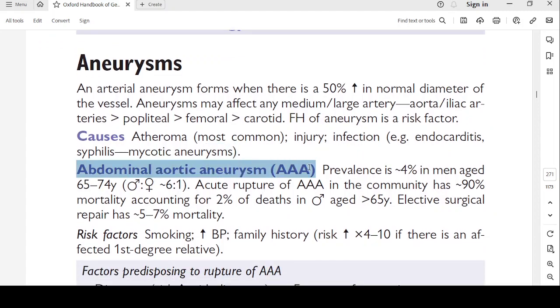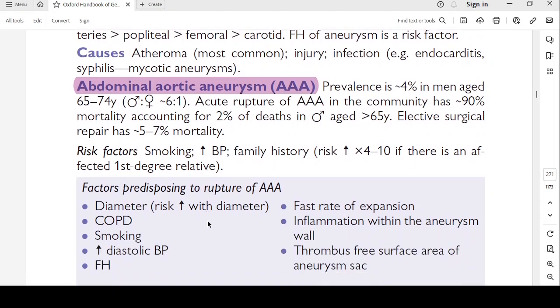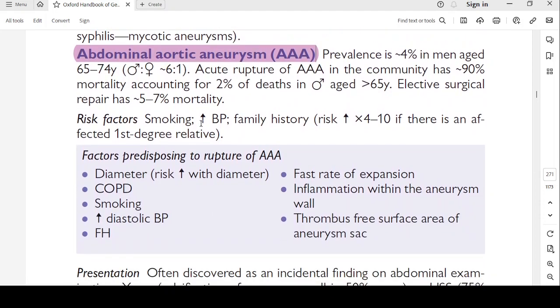Abdominal aortic aneurysm. Prevalence is 4% in men aged 65 to 74 years. Acute rupture of an abdominal aortic aneurysm in the community has 90% mortality, accounting for 2% of deaths in males aged more than 65. Elective surgical repair has 5 to 7% mortality. Risk factors: smoking is a risk factor for aortic aneurysm, as are high BP and family history; risk is increased 4 to 10% if there is an affected first-degree relative with aortic aneurysm.